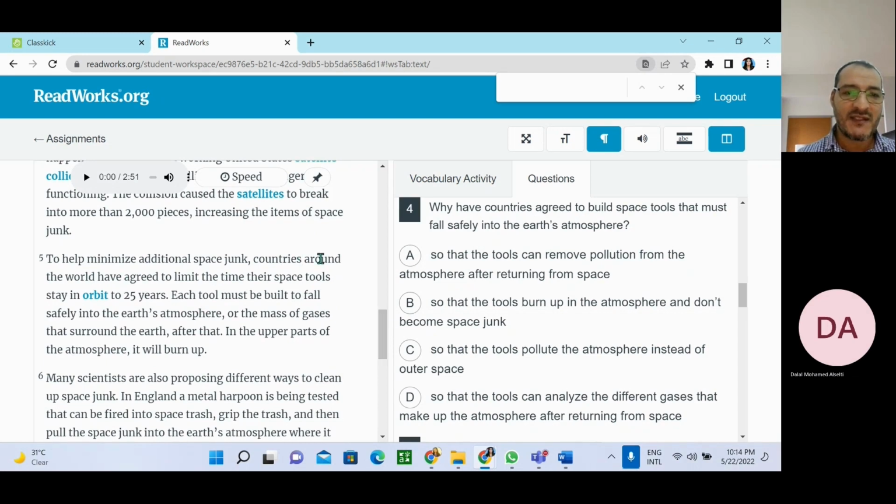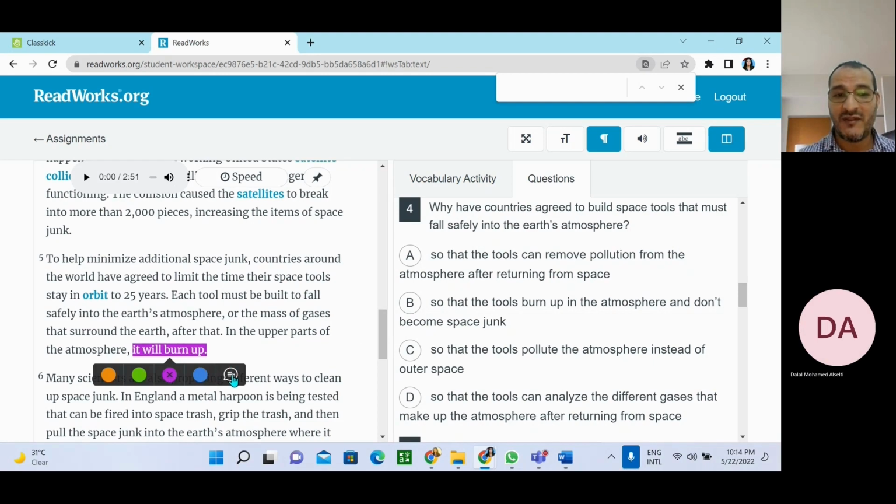Agreed to limit the time in space. Yeah, each tool must be built to what? To fall safely into the Earth's atmosphere. Yeah, or the mass of gravity. In the upper part of the atmosphere, it will burn up. So we can find evidence that this is the correct answer. In the upper part of the atmosphere, they will burn up.